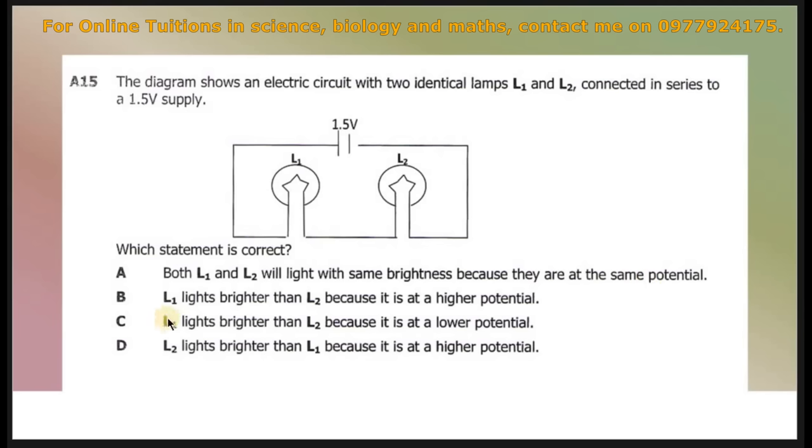Then B, lamp 1 lights brighter than lamp 2 because it is at a higher potential. Okay, so this one lights brighter than this one. Yes, it is at a higher potential, because it is closer to the positive terminal, which is at higher potential than the negative terminal. So as electric charges come here, they first enter here and they are used. When they are used, they remain with less potential. Then as they reach here, this one will not light brighter. So the answer is B. Let's not waste time here.